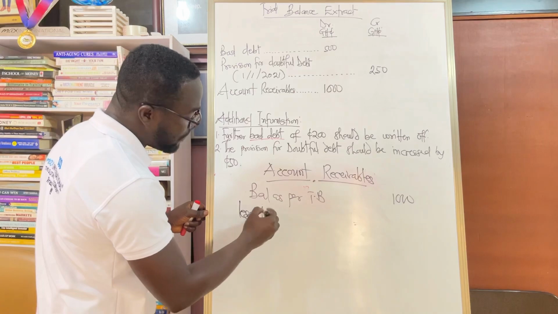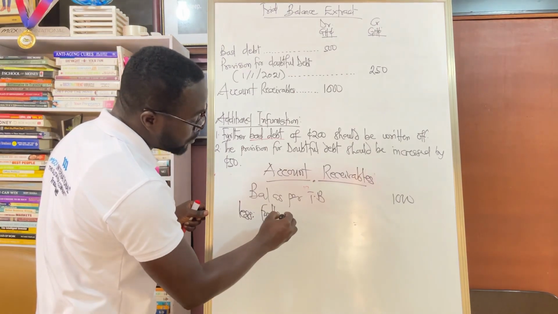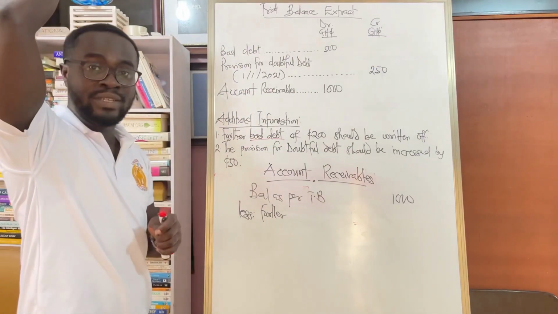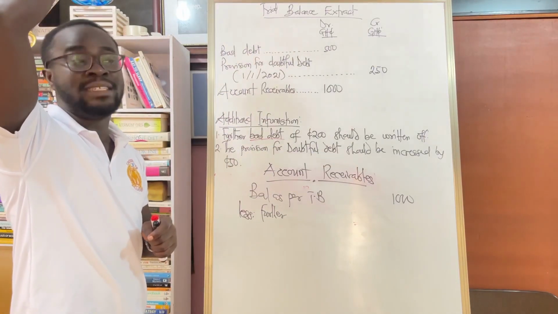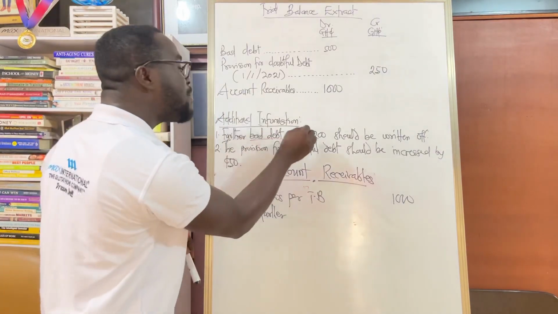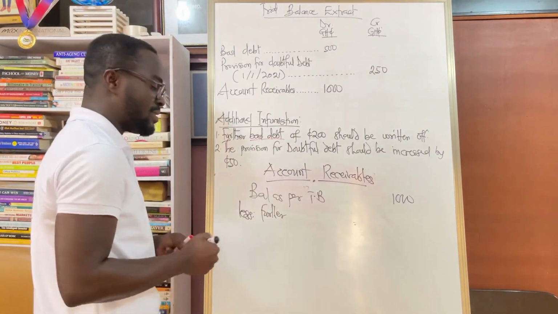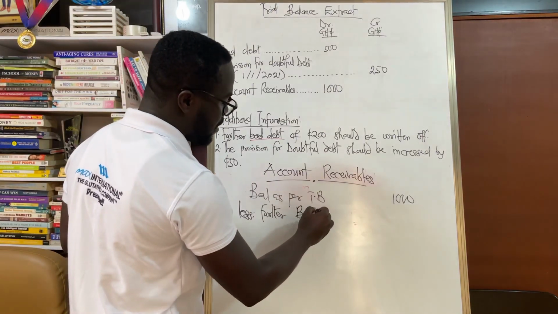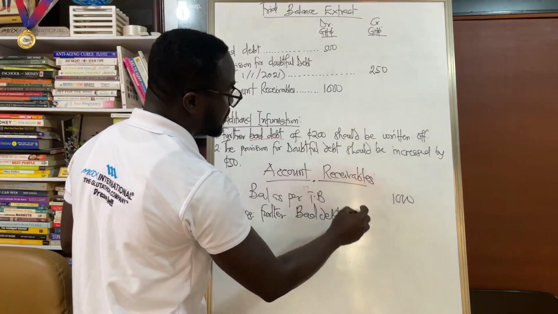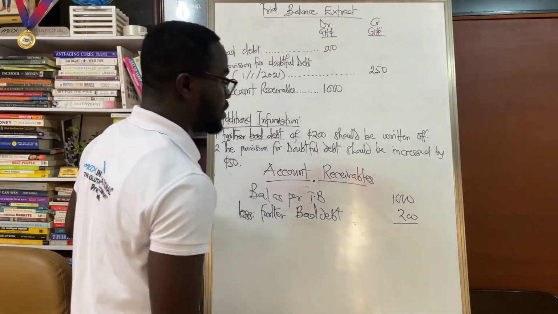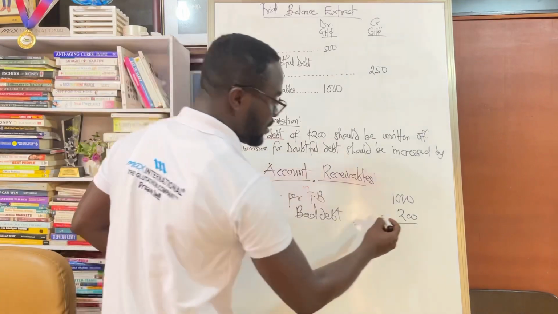So let's further, you see I'm writing further. You don't take the total bad debt because the 500 has already been worked on in the double entry session. It has been taken from the receivables figure already. So we are just dealing with the one they've given us in the additional information. We say less further bad debt. The further bad debt was given to us as 200. If you take 200 from the 1,000, 800.